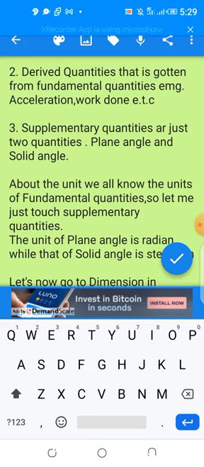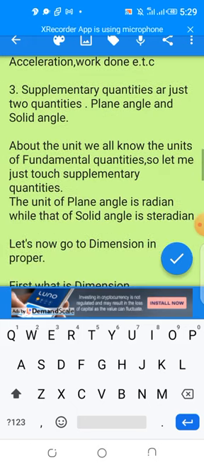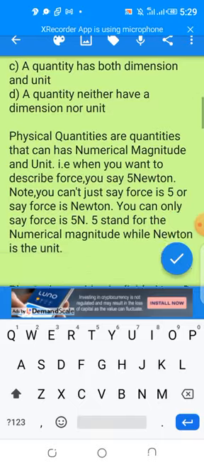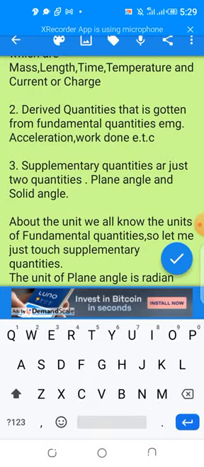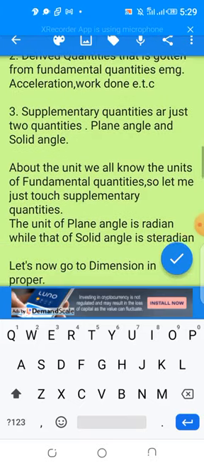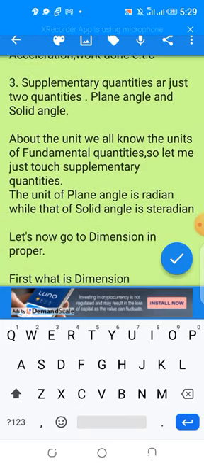Students are used to the first two, fundamental and derived, but they are not always used to the supplementary quantities. I don't know why. Plane angle and solid angle are very important because they are crucial to the question that I asked earlier. I'm still coming to that. So we have two supplementary quantities, plane angle and solid angle. Now, about the units: we know the unit of fundamental quantities, we all know it.